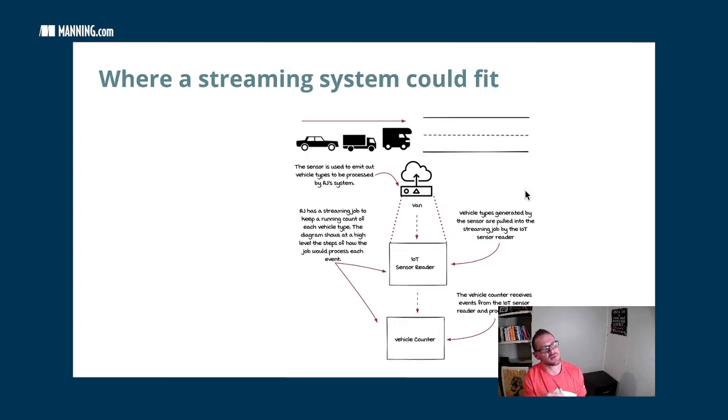So where a streaming system could fit in this scenario is reading off of the sensor, right? So the sensor is the external data source that is emitting events out into the wild. And then what we could do is set up something like an IoT sensor reader that could read events in from the sensor. It could do something to the data, or just pass it straight into the job, which is typical. And then you have our vehicle counter, which is the component that could be counting the individual vehicles, whether it's car, truck, van, etc.